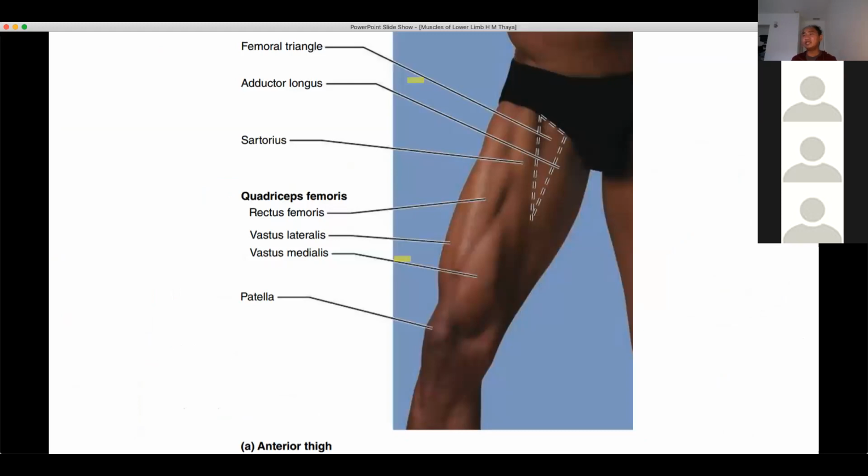Let's move on. Let's look at the surface anatomy. So now we can appreciate these muscles. Sartorius comes from the anterior superior iliac spine, which is from the pelvis, crossing the thigh obliquely, and it will come down here. It will go and attach to somewhere around here.